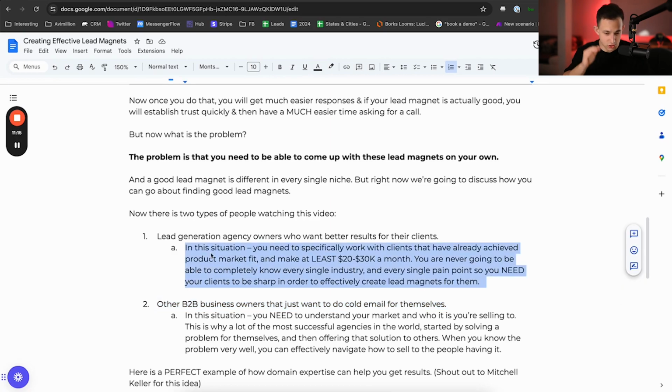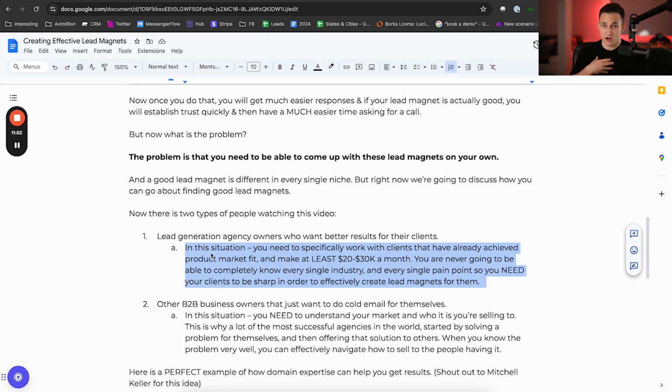Now, in this situation, for the lead generation agency owners, you need to specifically work with clients that have already achieved product market fit. And they need to make at least 20 to 30K a month. You are never going to be able to completely know every single industry. Now, again, I'm going to show you guys how to do something along the lines of learning about an industry later in this video, but you're never going to be able to start working with a client who has no idea what they're doing and get them results, because you simply will not have the right inputs, and therefore you will simply not have the right outputs.